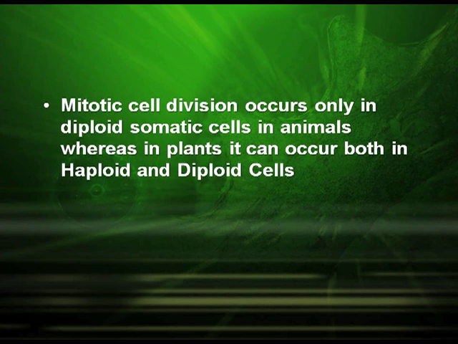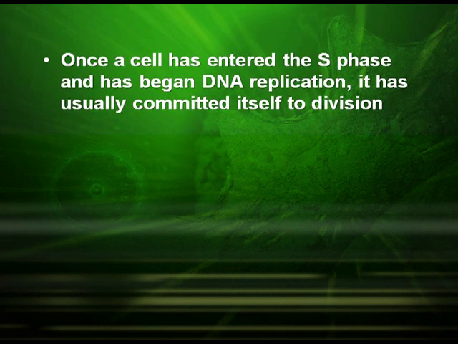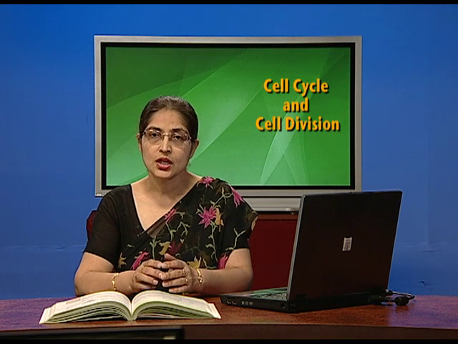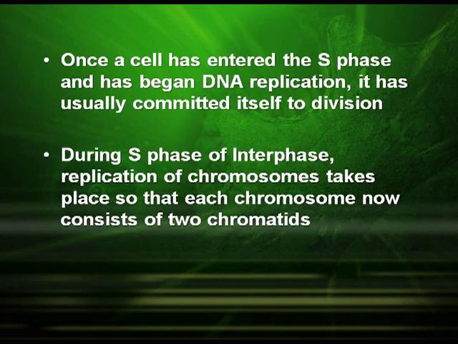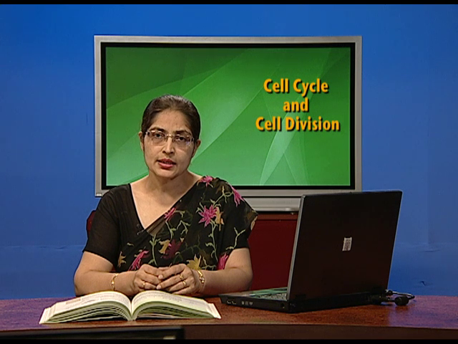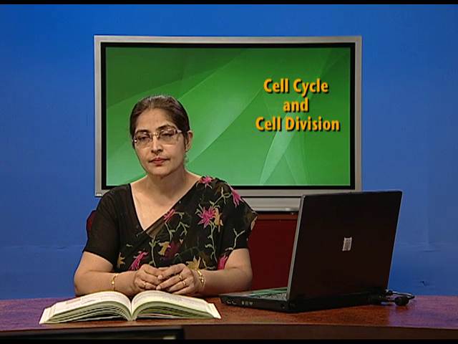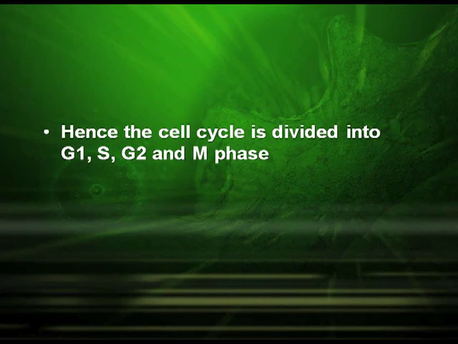Mitotic cell division occurs only in diploid somatic cells in animals, whereas in plants it can occur both in haploid and diploid cells. Once a cell has entered the S phase and has begun DNA replication, it has usually committed itself to division. Note that during S phase of interphase, replication of chromosomes takes place, so that each chromosome now consists of two chromatids. Following this, the cell enters into the M phase. Hence, the cell cycle is divided into G1, S, G2 and M.